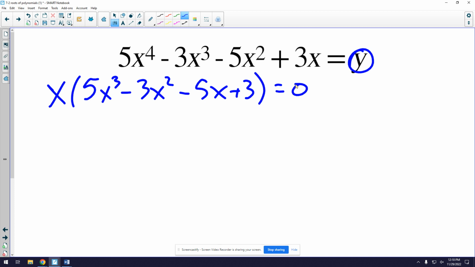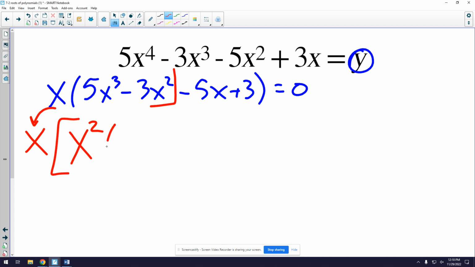Factor by grouping is you split your polynomial in half. I'm going to find the GCF of the first 2 terms. 5x to the third minus 3x squared has an x squared in common. So your initial GCF comes down here. Big bracket. Your GCF of your first 2 terms is x squared. That leaves you with 5x minus 3.